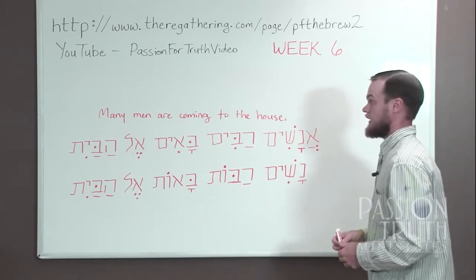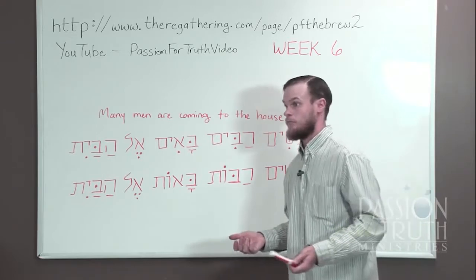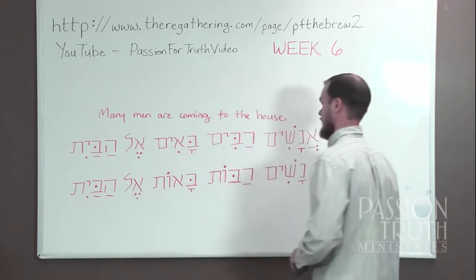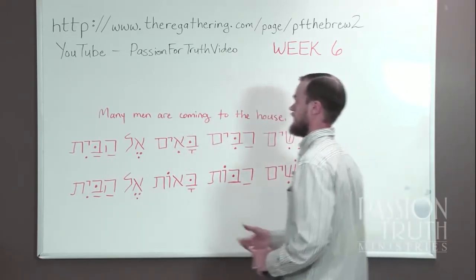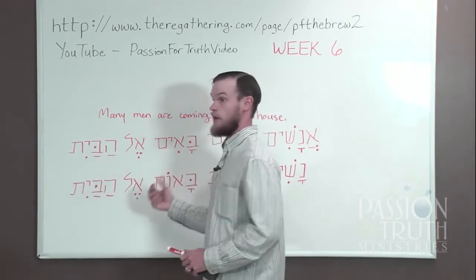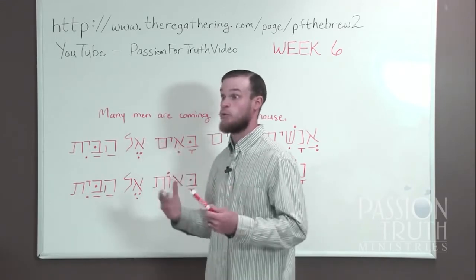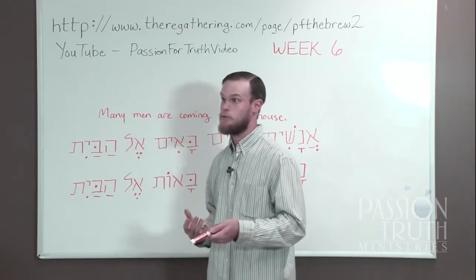Now we could add another layer. We could say that they're coming to the big house. If we were to do that, it would be El Habayit. We could use Rav, Harav, the great house, or the big house. Our other word for big or great is Gadol.